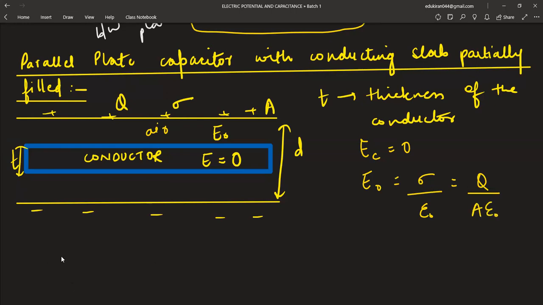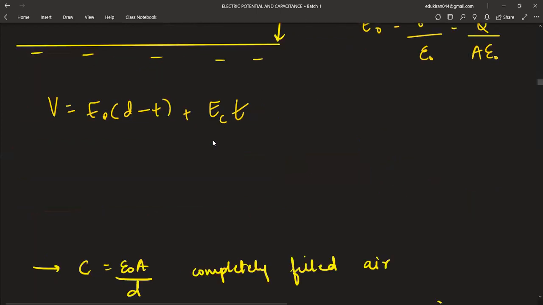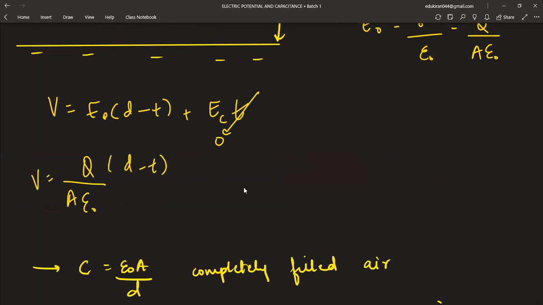Now when we are talking about potential, electric field would be the same, E naught into D minus T. But when we are talking about E of the conductor, this E C multiplied to T term will directly be 0. So we'll have a very quick answer here. This is Q by A epsilon naught and D minus T. C is equal to Q by V.